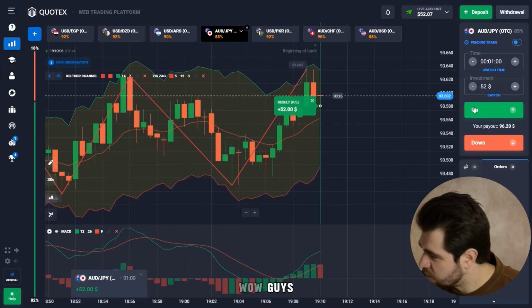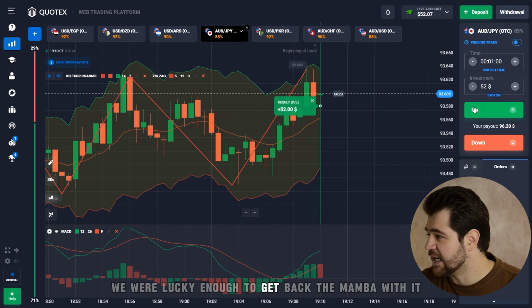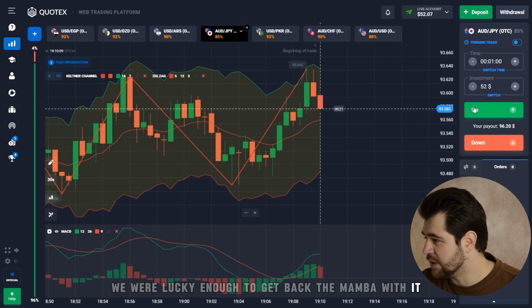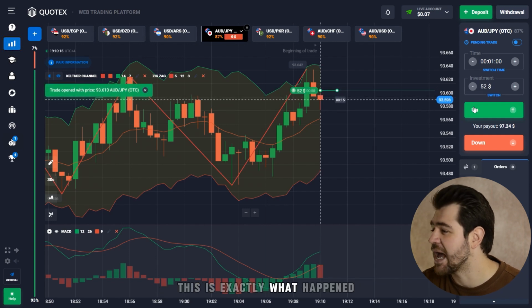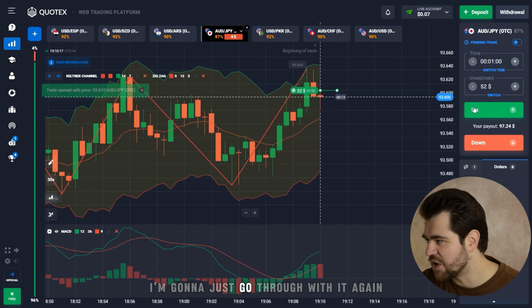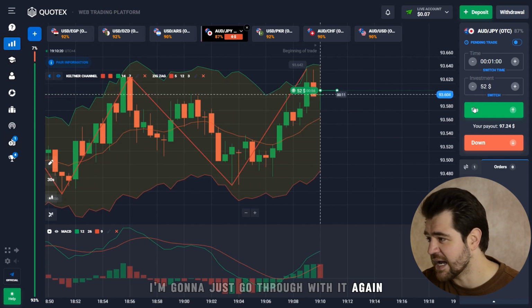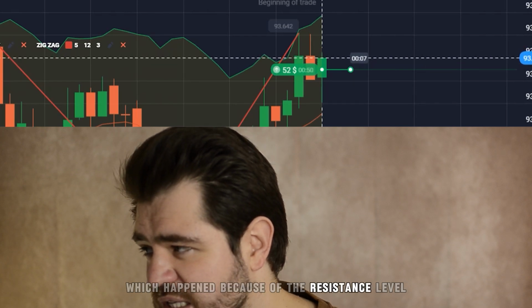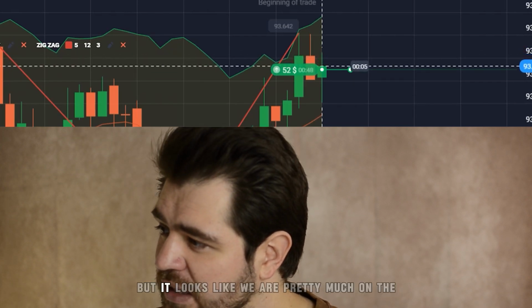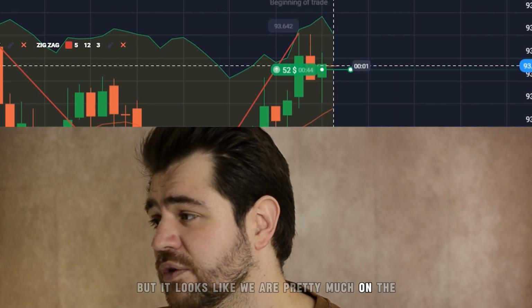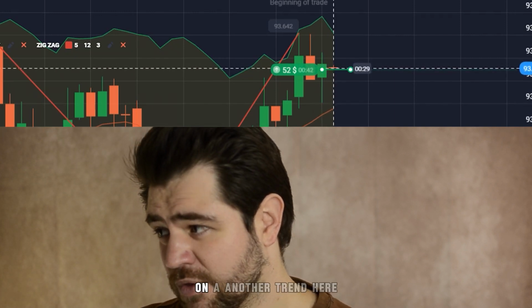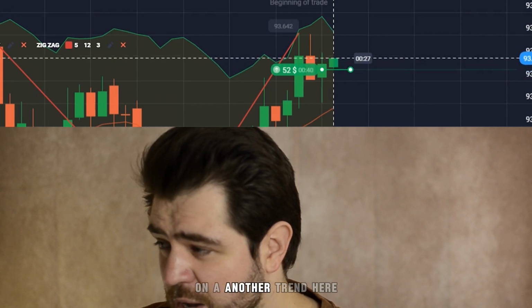Wow, guys, we were lucky enough to get back the amount, but it almost brought us down. As you can see, this is exactly what happened. I'm gonna just go through it again, because this is a pullback which happened because of the resistance level. But it looks like we are pretty much in an upper trend here.